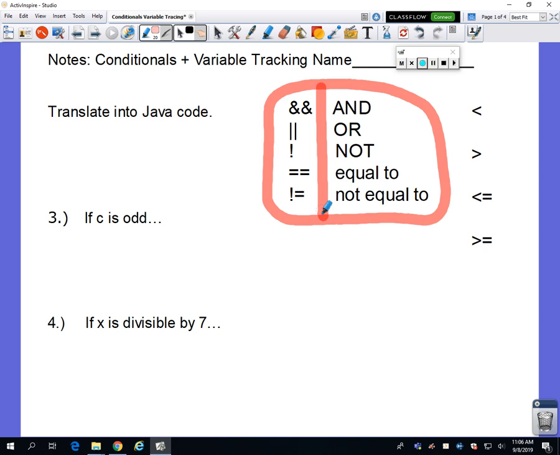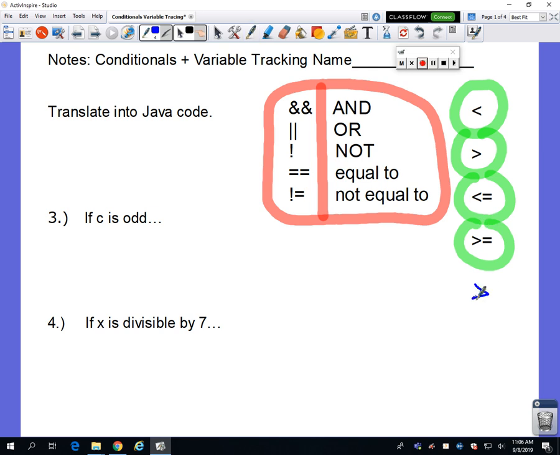Over here, on the very right, we have some additional symbols. We have less than, greater than, less than or equal to, and greater than or equal to. Notice that I cannot write greater than or equal to like this on the computer because there's no such symbol, but instead, if I'm writing on the computer, I'm going to use this sign, not this. Let's go ahead and translate some of these statements now.